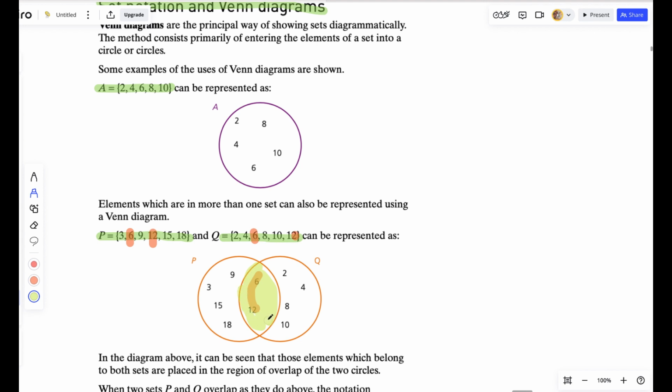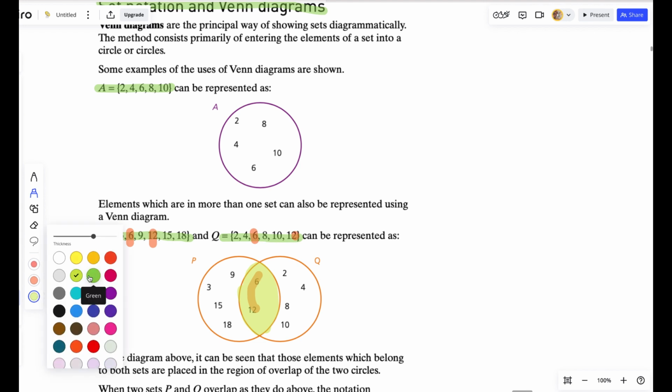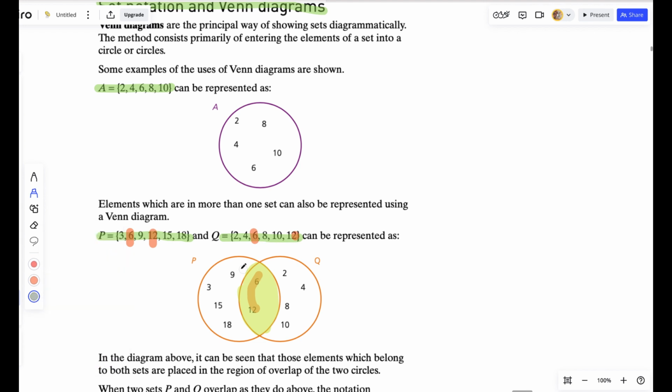What is common to both P and Q? Only the elements that are found in both set P and set Q are those that we include in the overlap. Now every other remaining one, we will put in P and Q. For example, for set P, we write 3, 9, 15, and 18. We can show that with a different color. So we put these ones here.